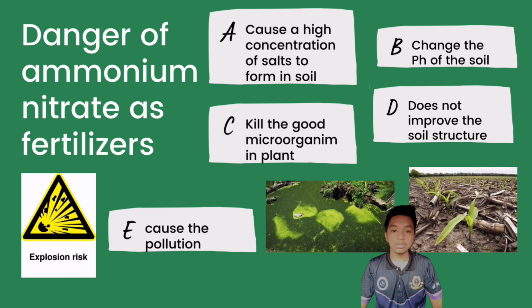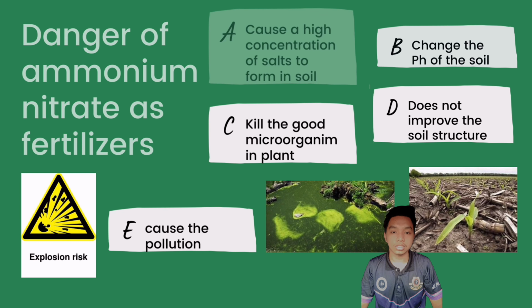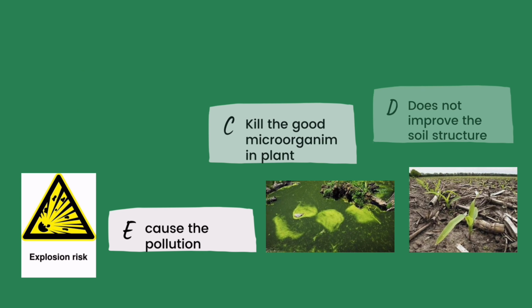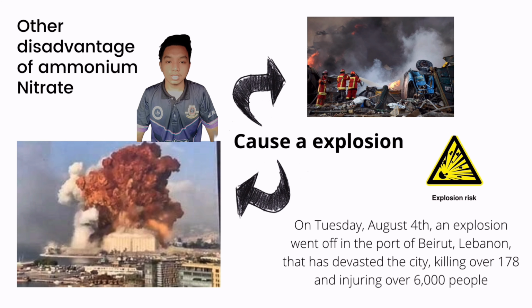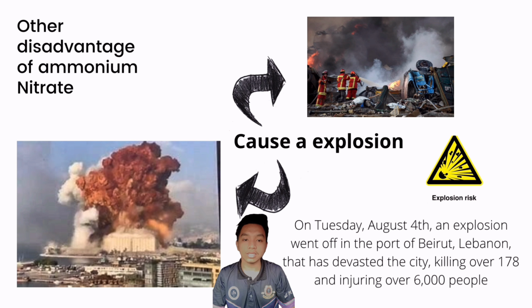Now, we continue to another disadvantage of ammonium nitrate, which is that it can cause an explosion. There is one big news about an explosion because of ammonium nitrate, so let's talk about it. On Tuesday, 4th August, an explosion went off in the port of Beirut, Lebanon, that has devastated the city, killing over 178 and injuring over 6,000 people.